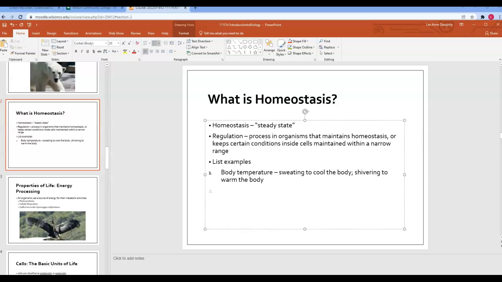Another would be different chemical levels in your blood, glucose for example. We maintain that using insulin and glucagon. So from our pancreas, insulin lowers our blood glucose levels, and glucagon raises our blood glucose levels. Another thing that raises our blood glucose levels is we get hungry when we have low blood glucose, and we eat. So that raises our blood glucose levels on its own.